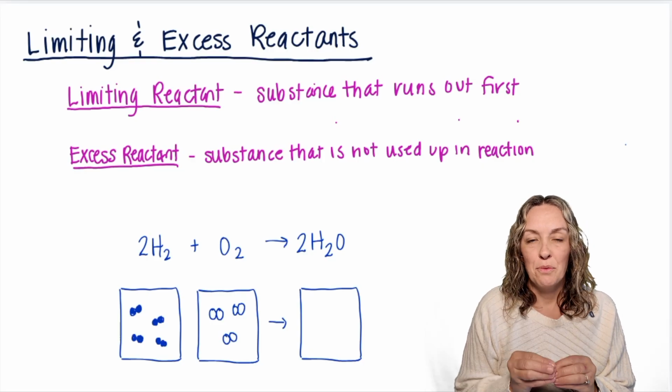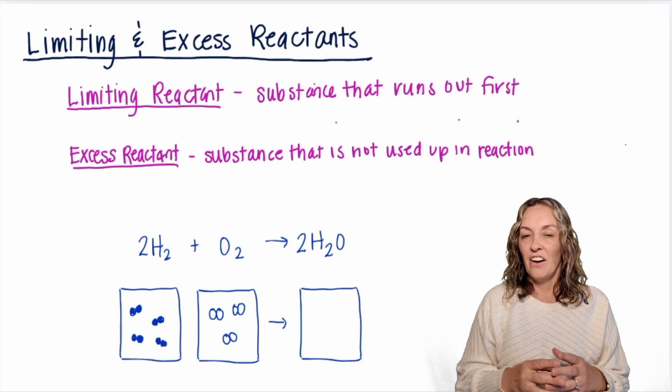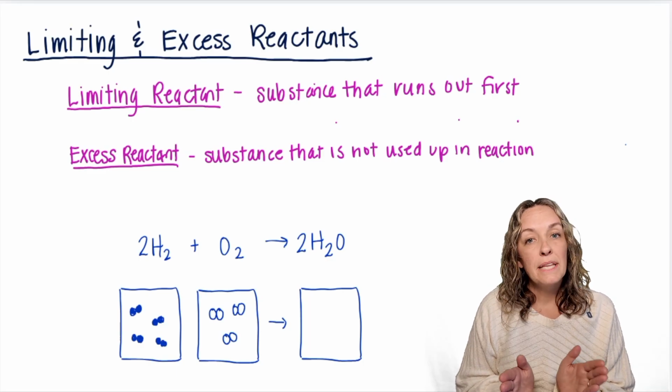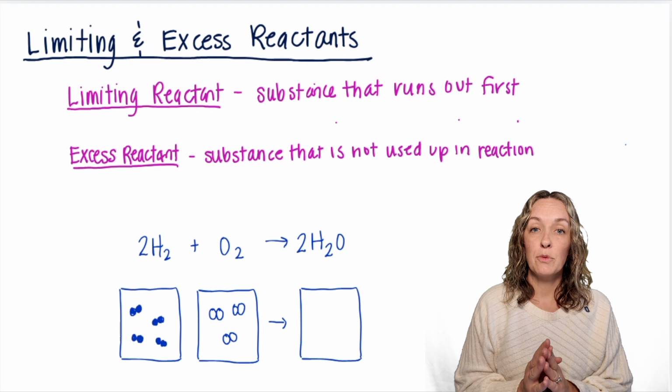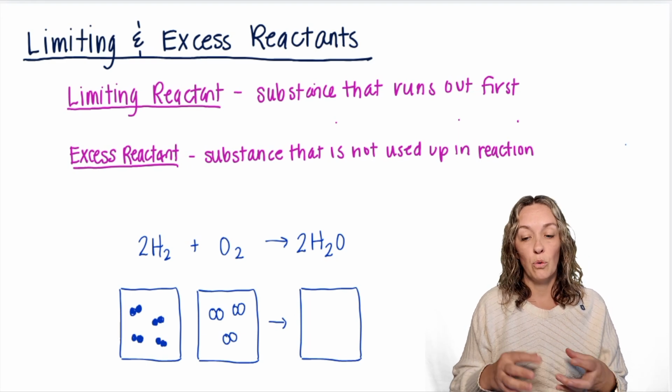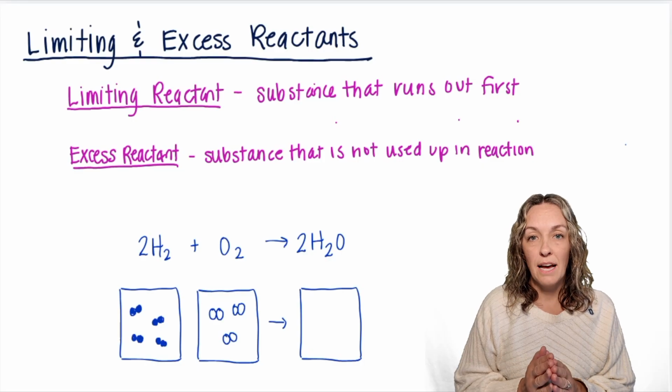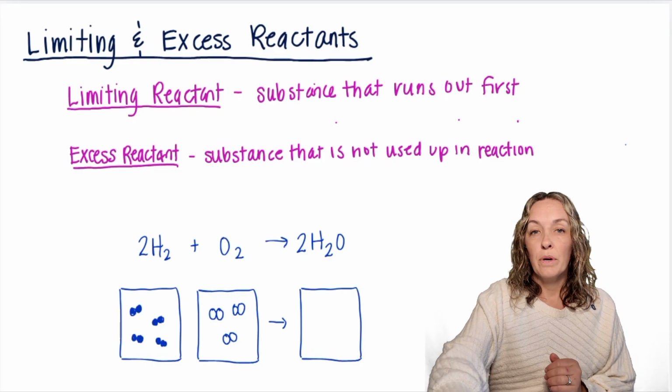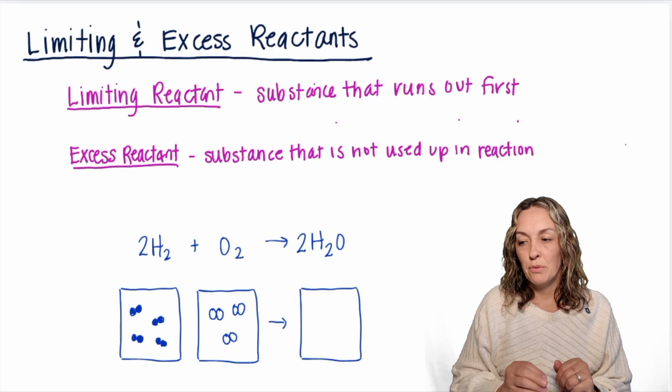All right, up until this point, we have assumed that all of the reactants run out at the same time, but that's not always necessarily true. Sometimes we run out of one ingredient before the other, and as soon as we run out of one ingredient, the whole reaction stops and we stop producing product. We're going to look at a model first for a really simple reaction.